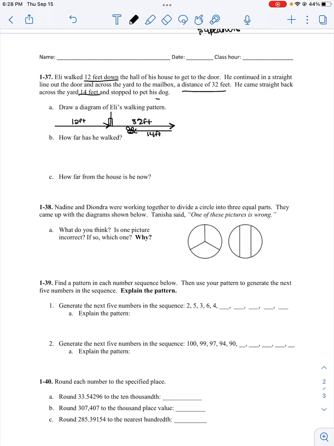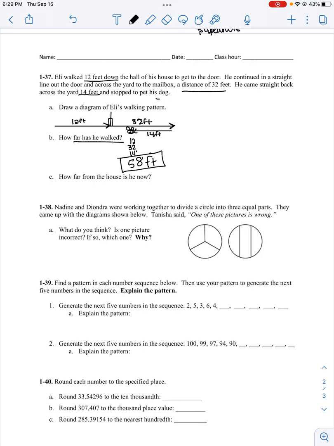For part B, we need to figure out how far he has walked total. I'm going to add up how many feet he walked. I have 12 feet, then he walked 32 feet, and then he walked 14 feet. 2 plus 2 is 4. 4 plus 2 is 6... 4 plus 2 is 8. 3 plus 1 is 4. Plus 1 is 5. He walked 58 feet total.